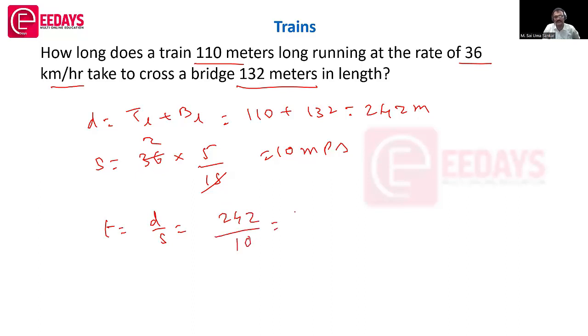What is the speed? 10. So what is the answer? 24.2 seconds, which is the required answer.